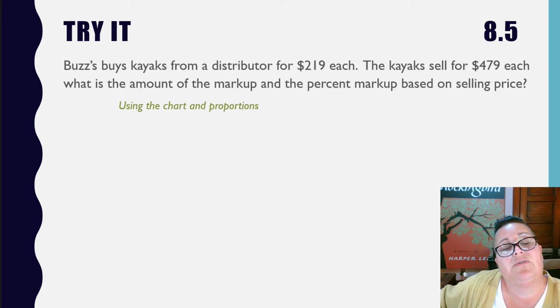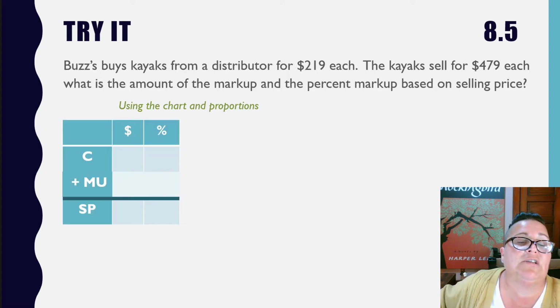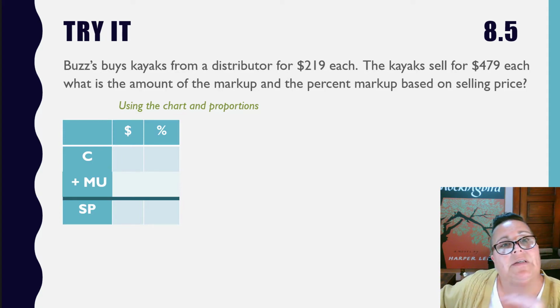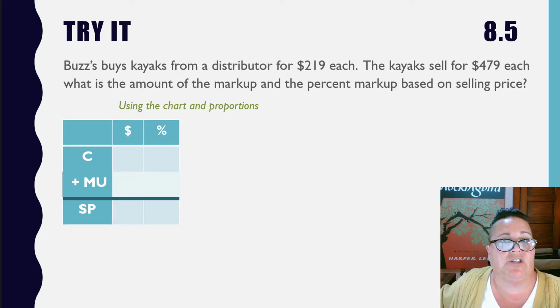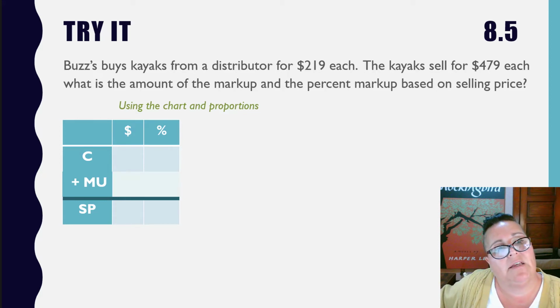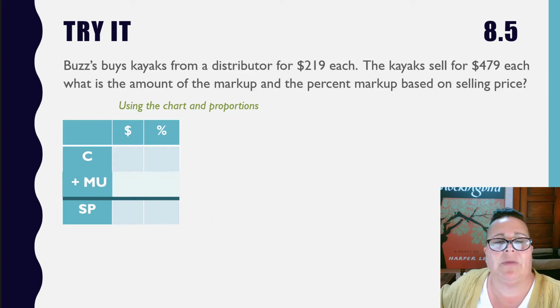We can still use the chart and proportions, the same as we did with markup based on cost. We're still going to use the same basic chart. The cost plus the markup is equal to our selling price. So our retail equation doesn't change. The cost plus the markup has to equal the selling price. Our second column is the dollar amount, and our third column is the percent. I think I switched the order. The order doesn't matter. We could have switched it back to percent and dollar amount.